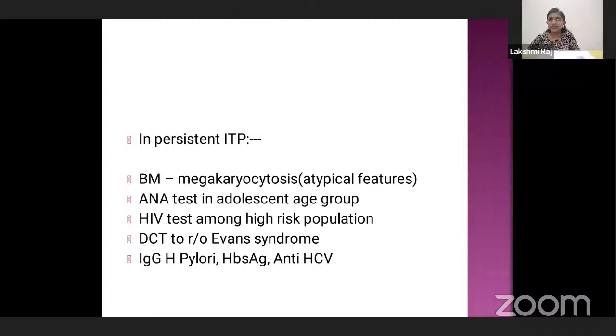Then if the child is having persistent ITP, that is if the ITP is lasting for more than 3 months, then only we have to do other investigations.